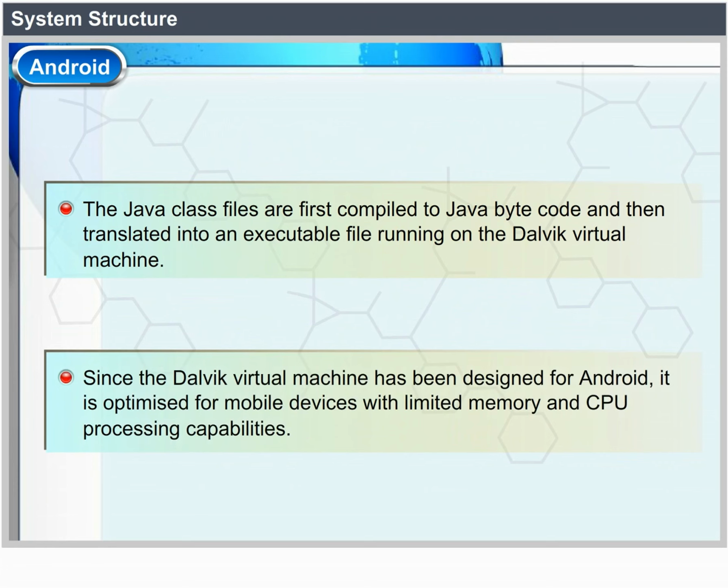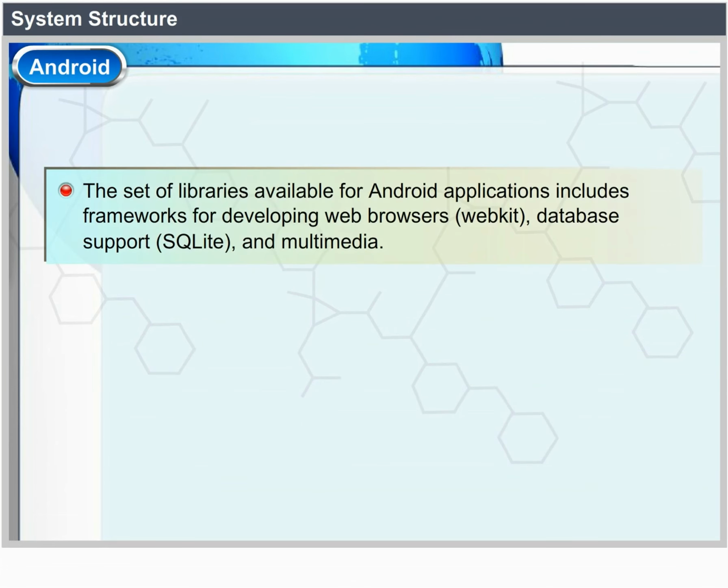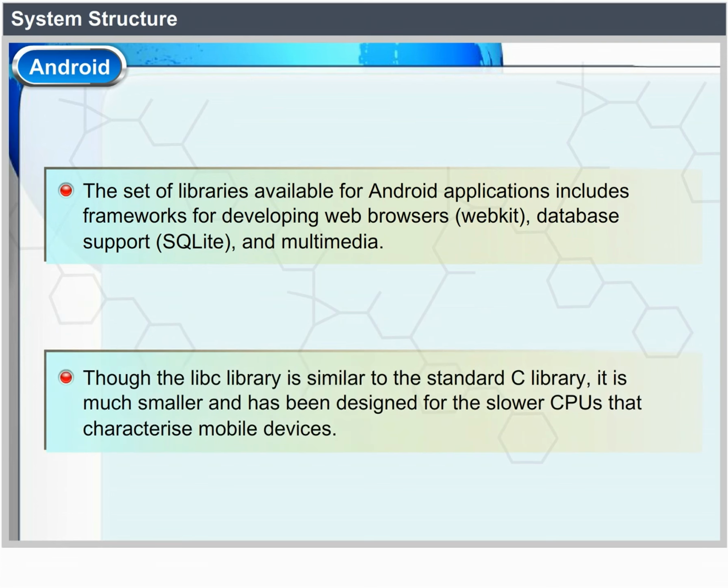The set of libraries available for Android applications includes frameworks for developing web browsers, WebKit, database support, SQLite, and multimedia. The libc library is similar to the standard C library but is much smaller and has been designed for the slower CPUs that characterize mobile devices.